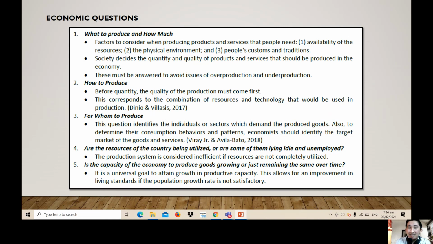Next is the capacity of the economy to produce growing goods, or just remaining the same over time. So this is somewhat a measurement from previous to current. Okay, kaya nga tayo merong mga gross domestic product and gross national product for us to know how much goods and services are being produced in a year. So, i-compare yan for us to answer the economic question number 5. Growing ba yung economy natin or hindi? So, malalaman yan through econometrics. Okay, or yung measurements natin. For example, GDP, demand and supply graph, so on and so forth.